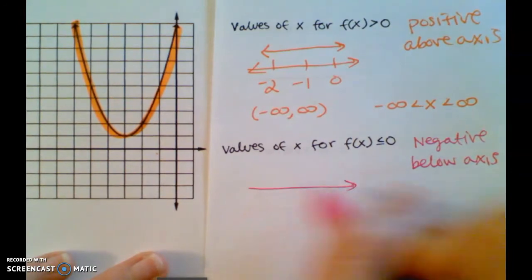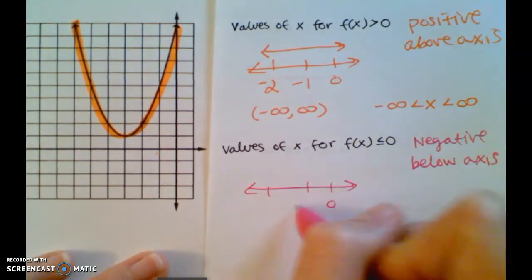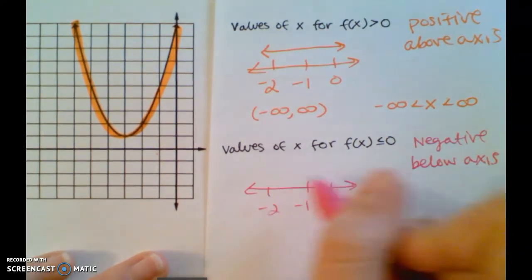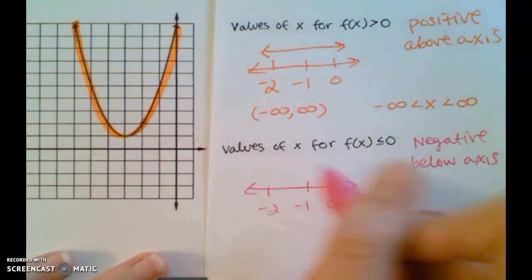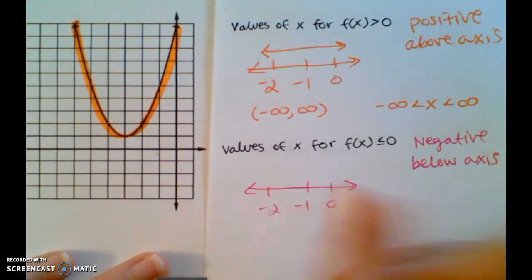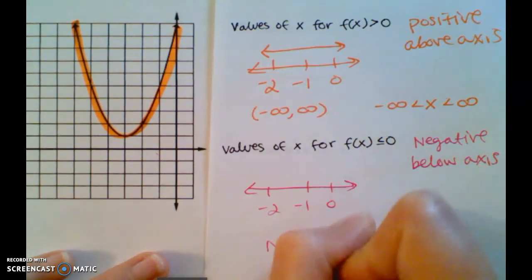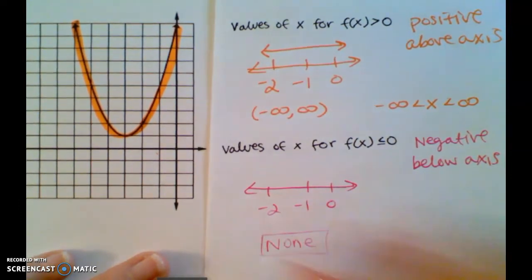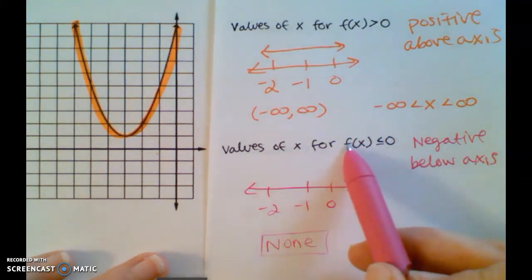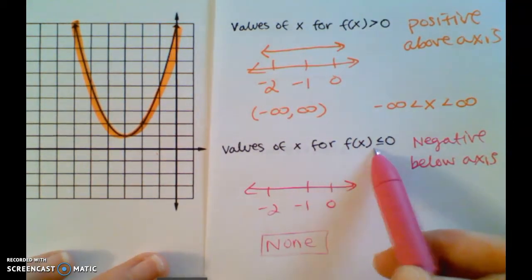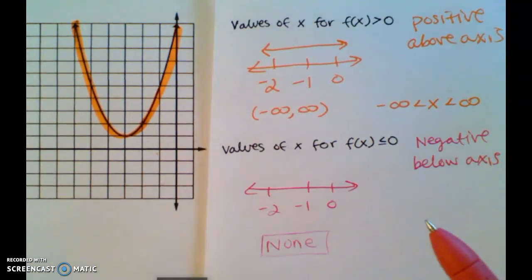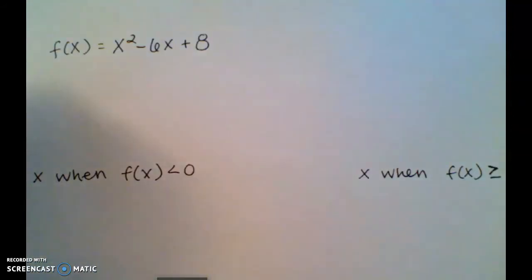So if we draw a number line, we would actually have no dots, no lines, nothing to put on this number line. And therefore we have no intervals. There are none. There are no values for x that make this true, that make f of x less than or equal to 0.